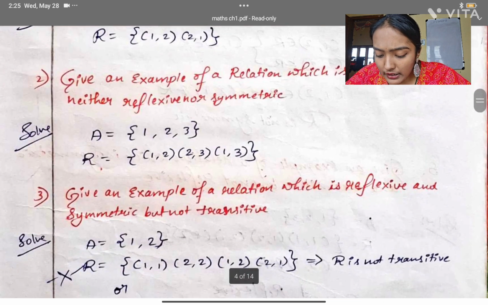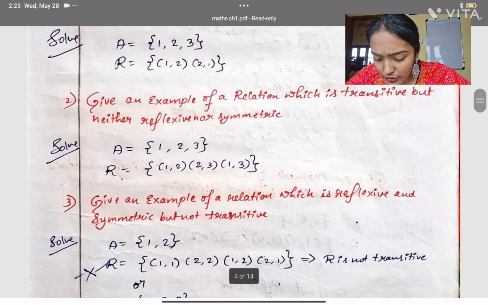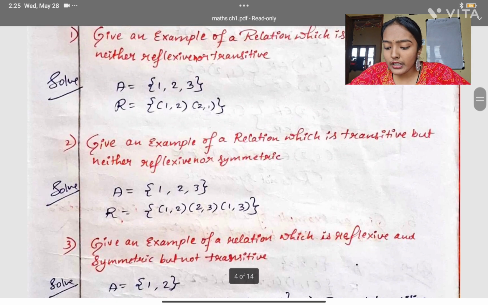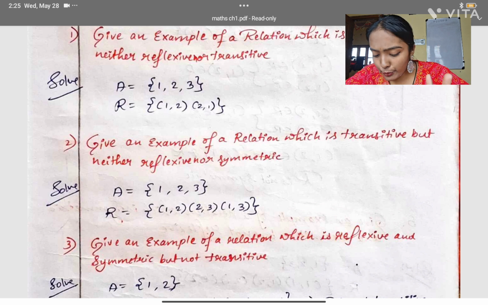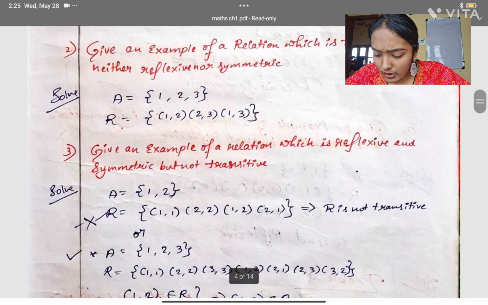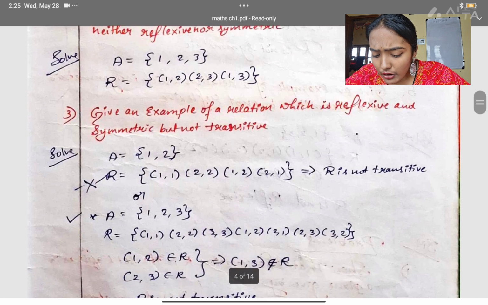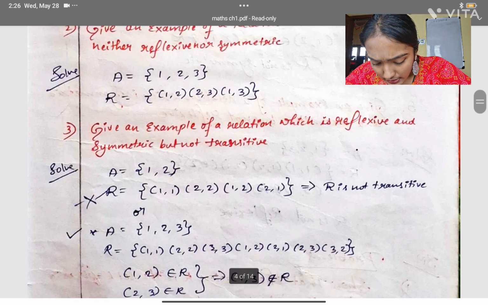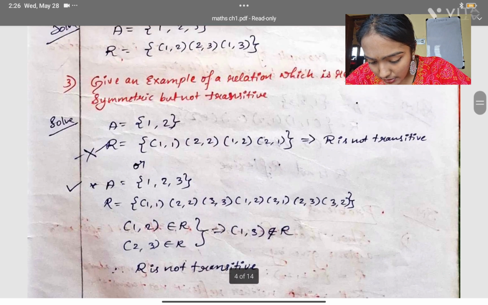Give an example of a relation which is reflexive and symmetric but not transitive. If there is an element (1, 2), there should be (1, 1) and (2, 2). Symmetric means there should be (1, 2) and there should be (2, 1). So, if we are talking about this, let's see, not transitive.